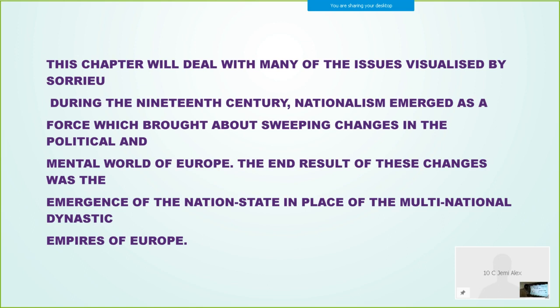And at that time there were multinational dynastic empires in Europe. It led to the destruction of the multinational dynastic empires in Europe, and later it began to create a situation called a definite nation, in which all the people will come under a definite flag and a definite song, what we call the national anthem.